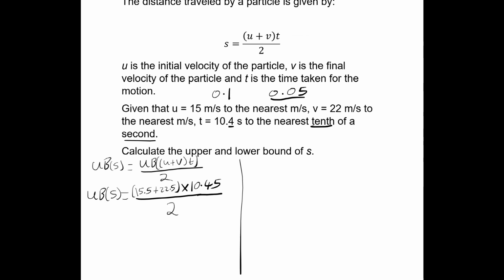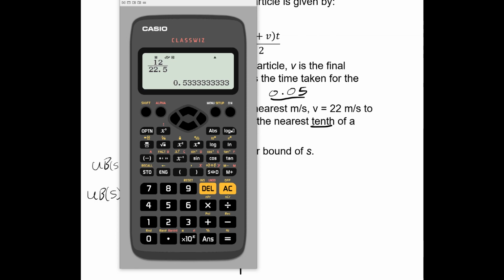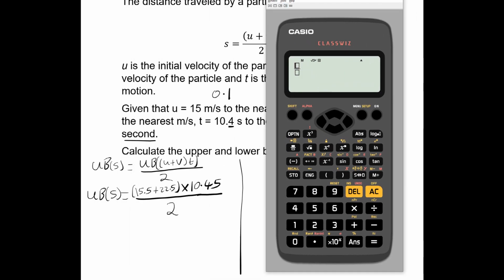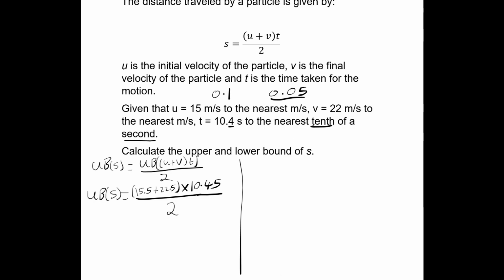We can substitute this expression into our calculator. 15.5 plus 22.5, times 10.45, over 2, and we get an answer of 198.55 meters, because it's a distance. So that's the upper bound for s.